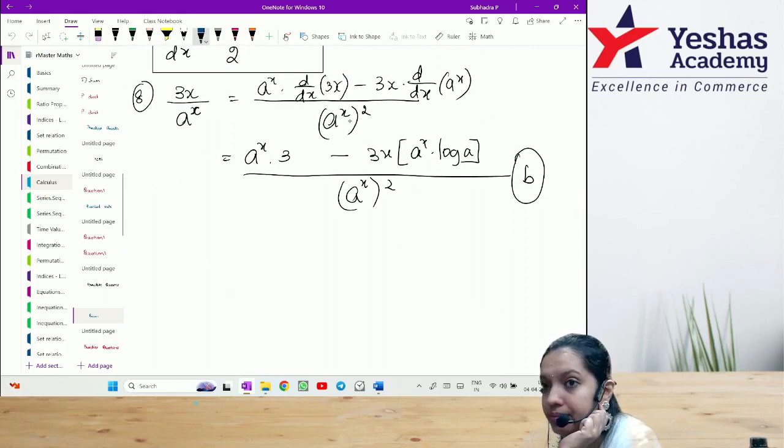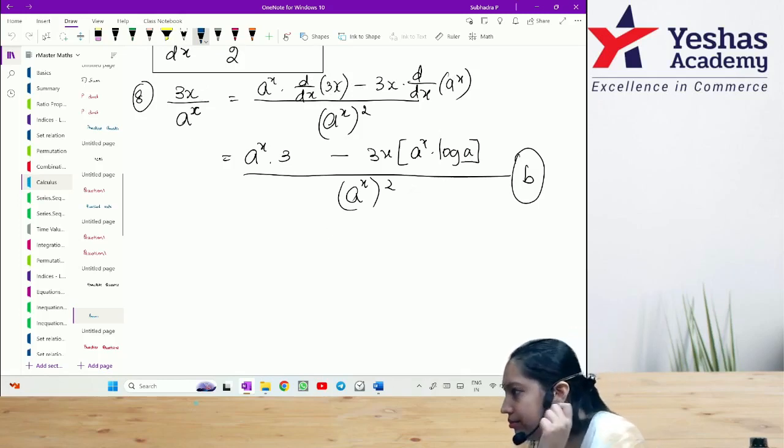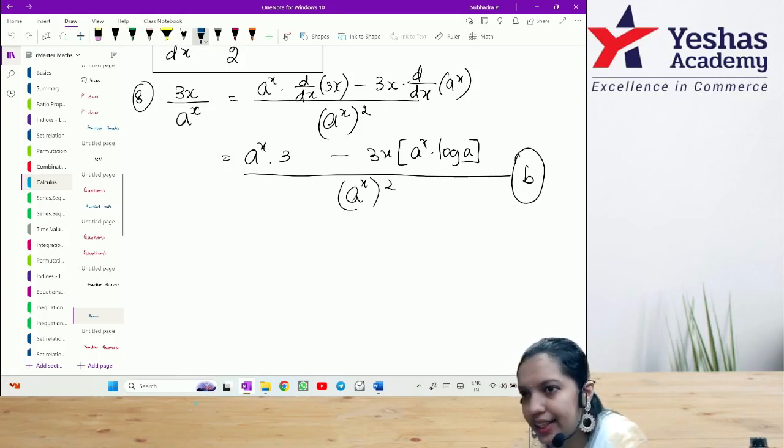Denominator square. Denominator into derivative of 3x is 3. Minus numerator into derivative of a power x, which is a power x into log a. So this is your option B. Simple. So the basics are done.